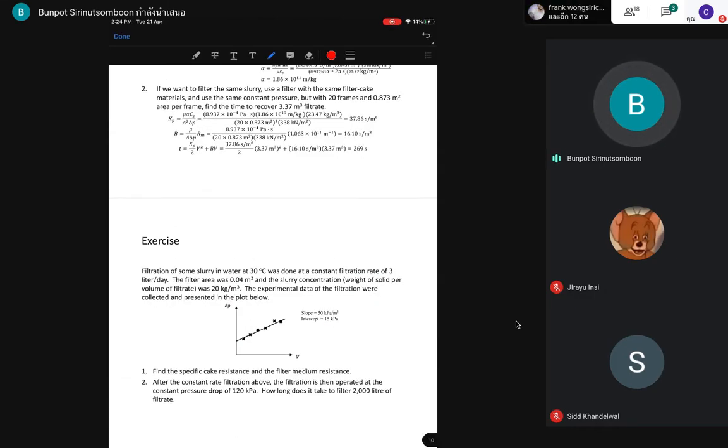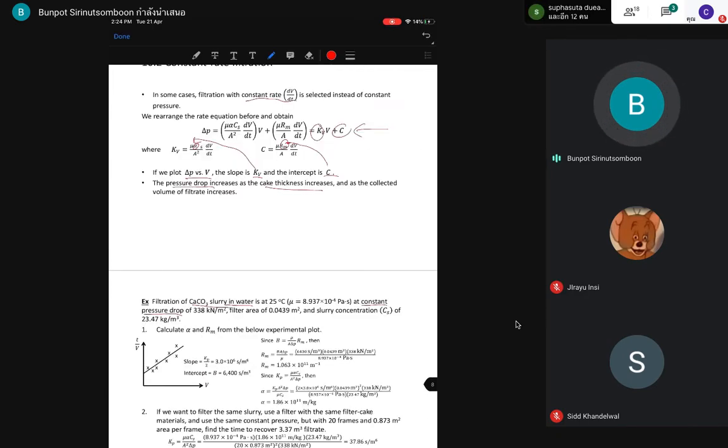And some people did some experiments and got this linear relationship between t over V versus V, right? From this we know that the slope is equal to Kp over 2 and the intercept is equal to B, from the lecture. We also know that B is equal to this, so we can rearrange it to find Rm.